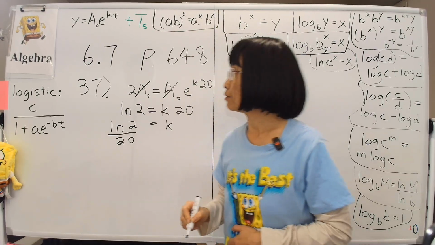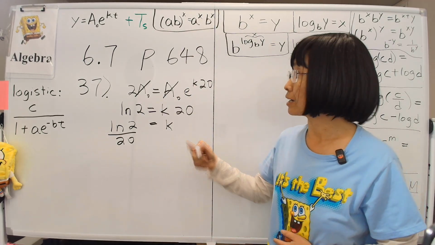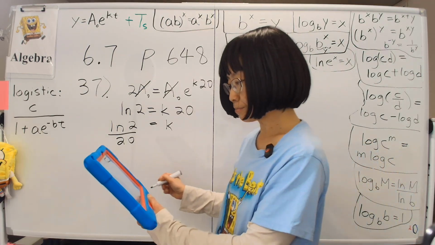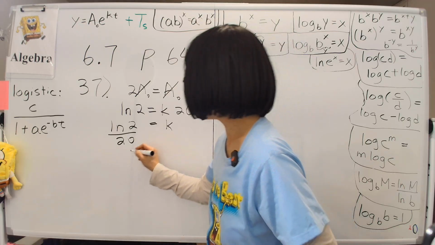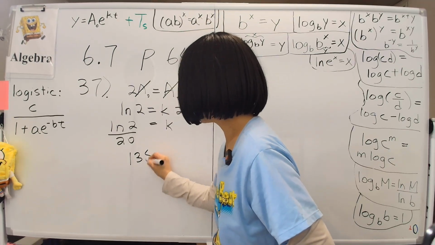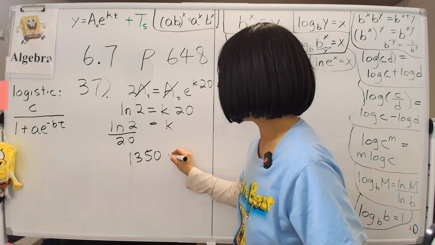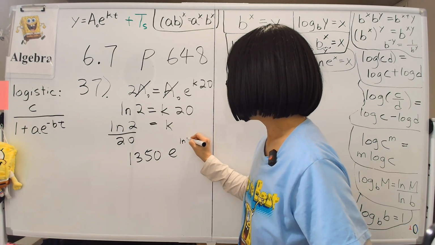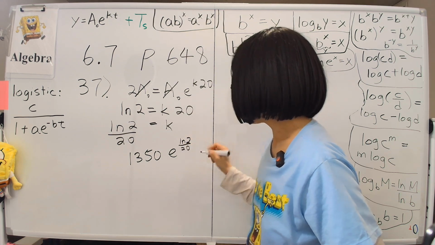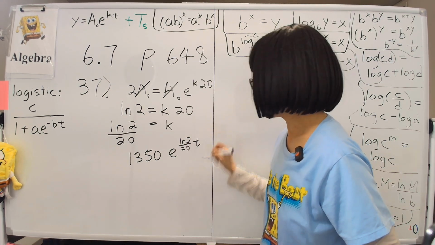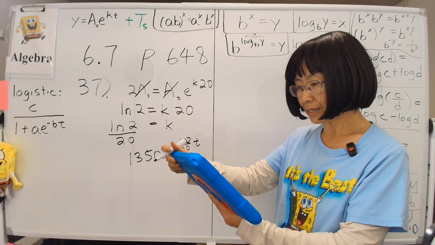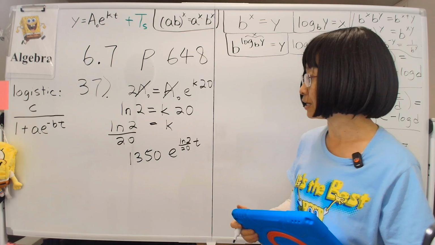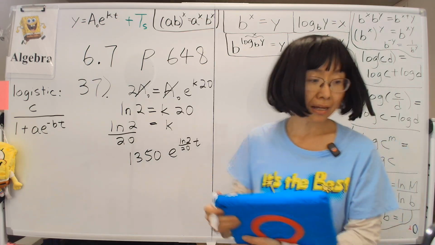All right, so now that we have the k, we've got our equation basically, because we have the initial amount, which the formula says is 1350. So 1350 is the initial amount, and then e to the power k, where ln 2 divided by 20 is the k, and then times the time t is our formula. Now we haven't calculated the k yet, but we can do that anytime we want, okay?